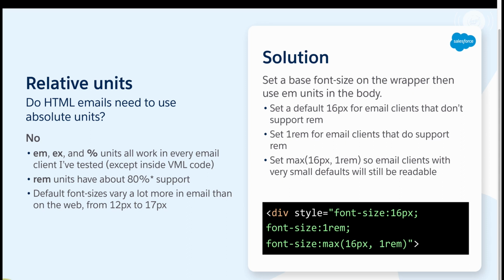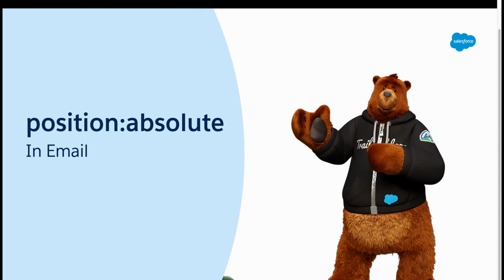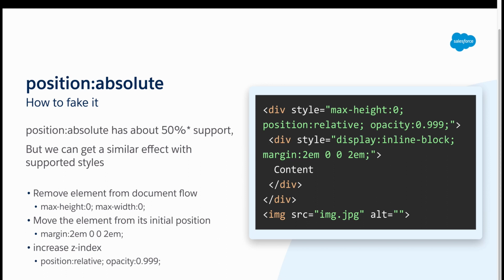There is a bit of a restriction. If a user has chosen a small font size, a font size less than 16 pixels, we're not going to respect that. But if they have a larger font size they've chosen, then we do respect that. So it's not perfect, but I think it's a good compromise. So next up, absolute positioning. Can we use position absolute in email? It's only about 50% support, but we can fake it.